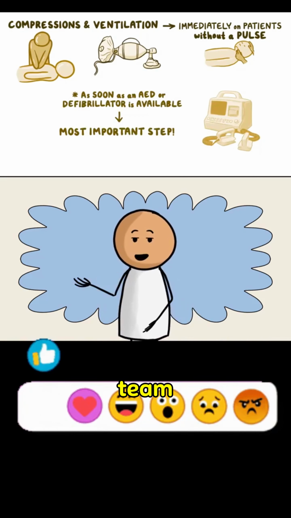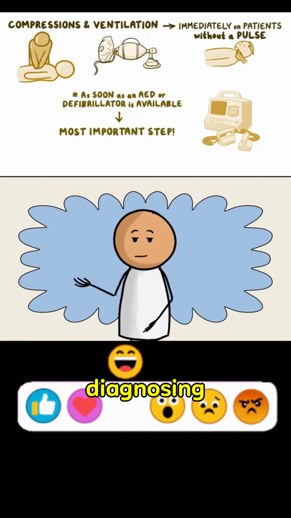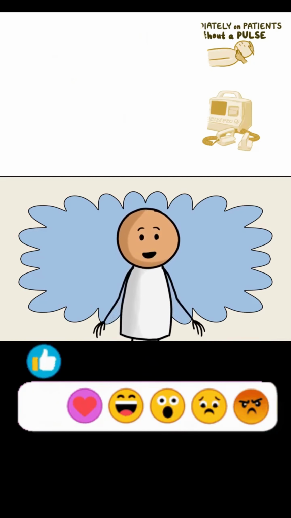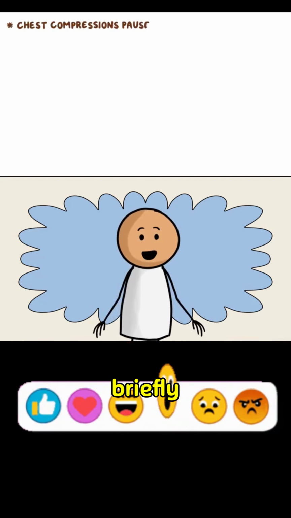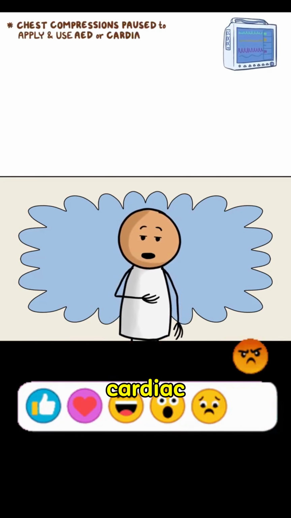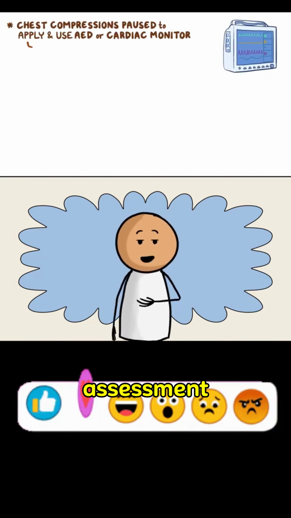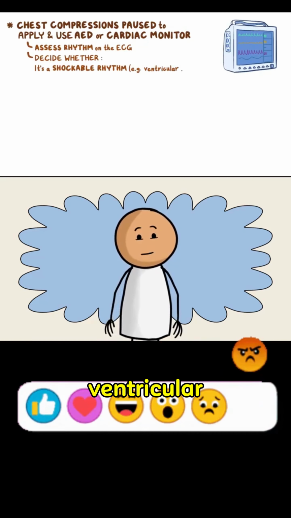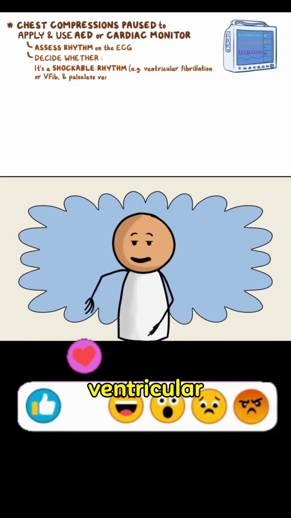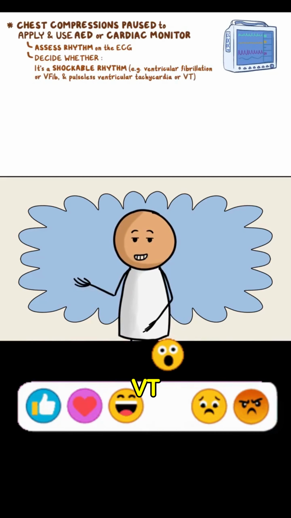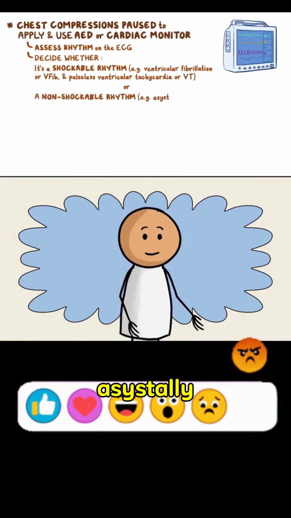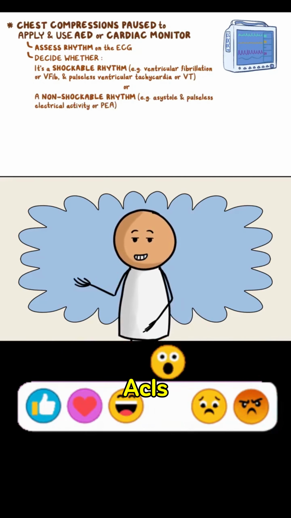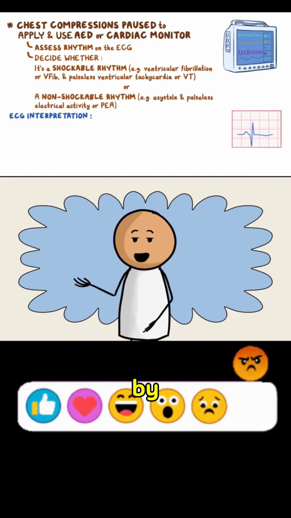The ACLS team needs to troubleshoot the non-functioning heart by diagnosing the cardiac rhythm and defibrillating if indicated. Chest compressions should be paused briefly to apply and use the AED or cardiac monitor. This allows accurate assessment of the rhythm on the ECG and determines whether it's a shockable rhythm, like ventricular fibrillation or VFib, and pulseless ventricular tachycardia or VT, as well as a non-shockable rhythm like asystole and pulseless electrical activity or PEA. In ACLS, ECG interpretation is guided by 3 questions.